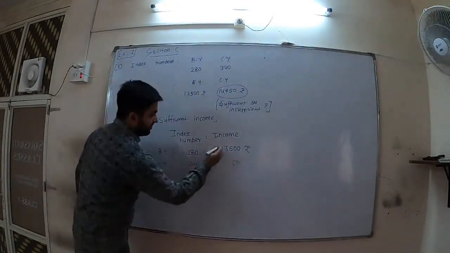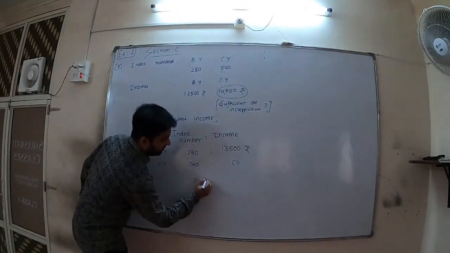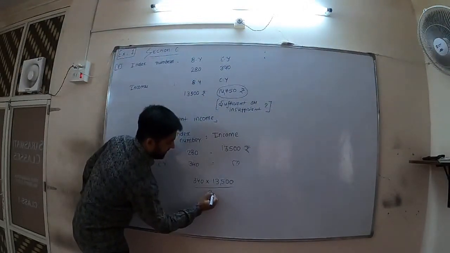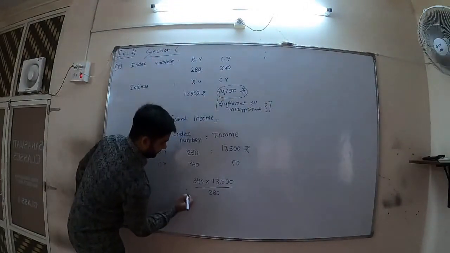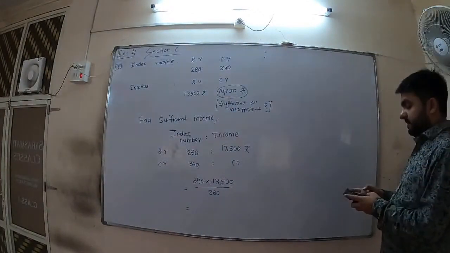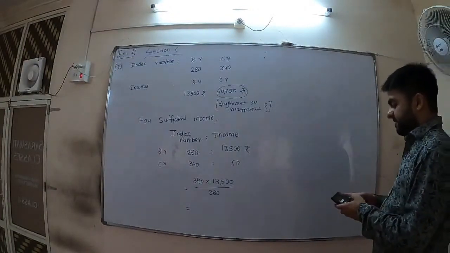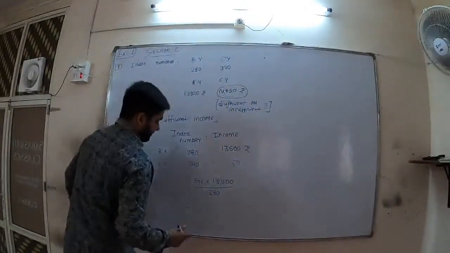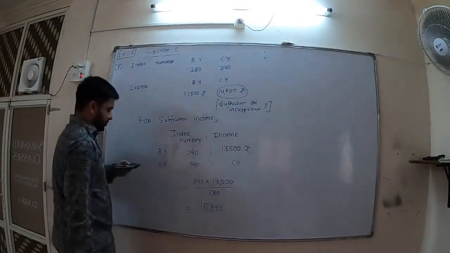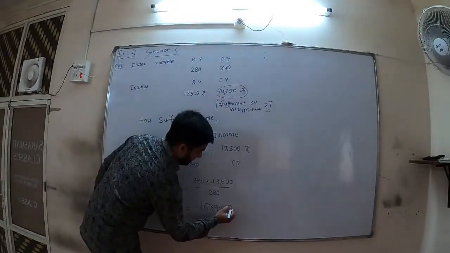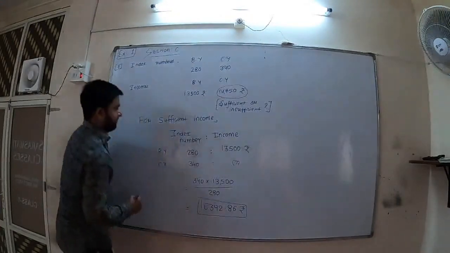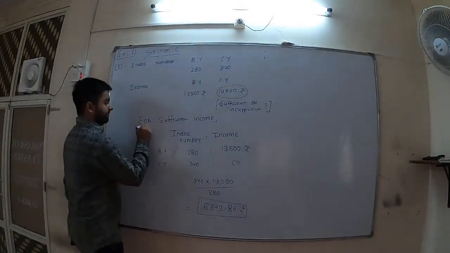So take the ratio multiplication of both these things, 340 into 13,500 divided by 280. 340 into 13,500 divided by 280 is 16,392.86 rupees. Okay.